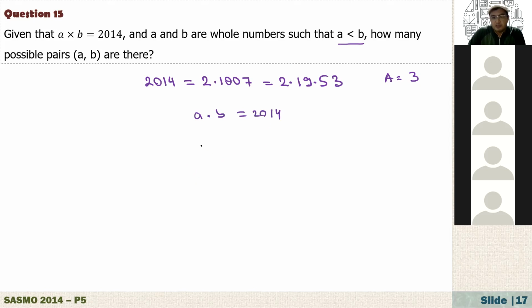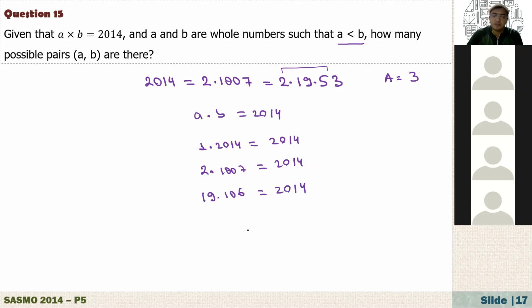So I can just write number 1 is 1 times 2014. That's our one answer, right? Another answer is 2 times 1007, right? That is another answer, right? And another answer is, what is it? 19 times 106, and here we have 2 times 53. It is 106. That is also 2014. We have another answer, right? If you write another answer, A will not be less than B. So we have only 3 possible answers, right? So the answer is 3.